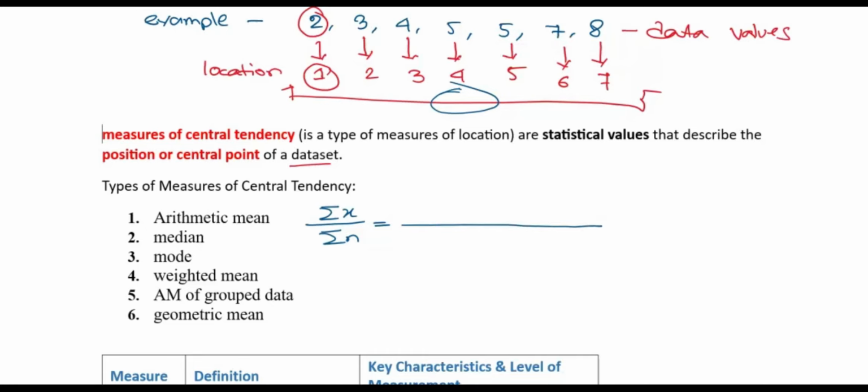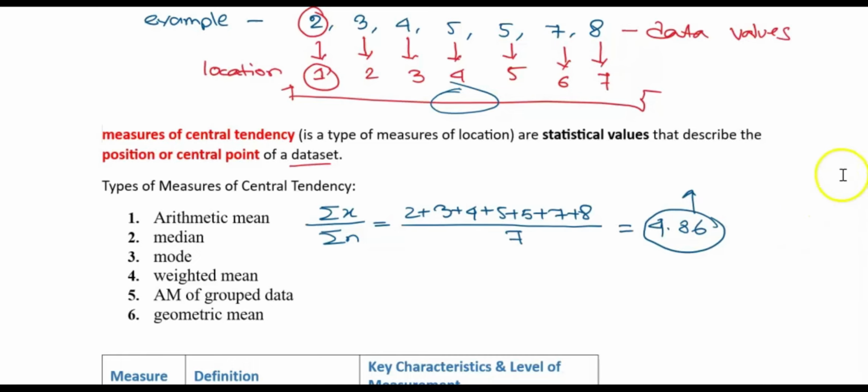So it would be 2 plus 3 plus 4 plus 5 plus 5 plus 7 plus 8 divided by the number, how many were there in total? 7, which comes I think to be 4.86. So this is our arithmetic mean. That means if we consider this data, right in the middle is 4.86, if we take the arithmetic mean approach.